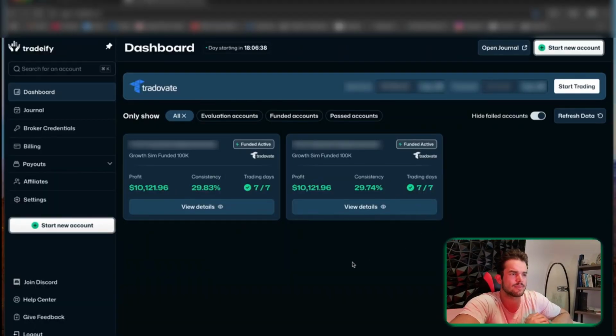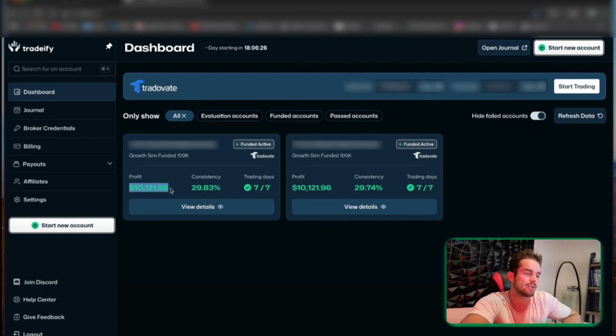So I'm going to show you guys my screen here of these Tradeify accounts. It does look a little bit different. I like it on dark mode, right? It just looks so much better, I feel like. On the left, you got your dashboard. This shows you the accounts that you have. So these are up over $10,000 in each account.